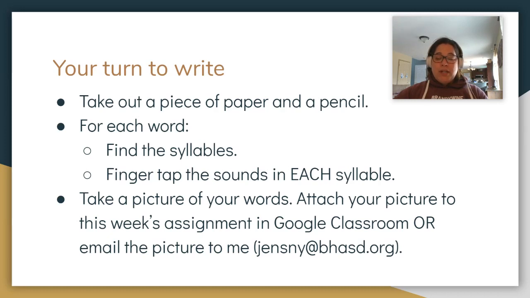Okay, great job today. Next week, we are going to do a final review with both open and closed syllables to make sure we're not confusing them.